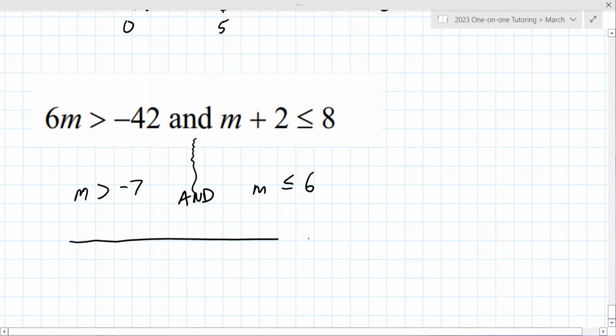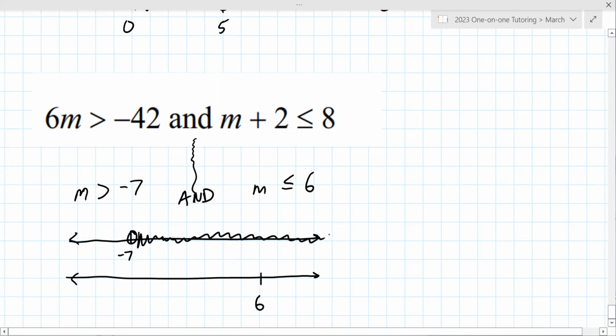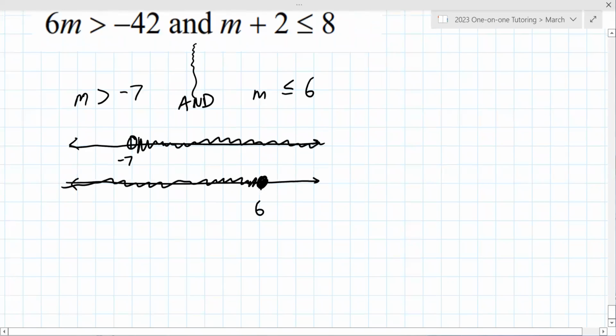Yep. So now I would recommend drawing the number lines. You kind of have to have a little forward thinking. You have to say, okay, roughly -7 is there and 6 is there. So on the top one here, greater than means to the right. Less than means to the left. I'm filling in because it's less than or equal to. What is the overlap? Where are they both true? Everywhere in between.